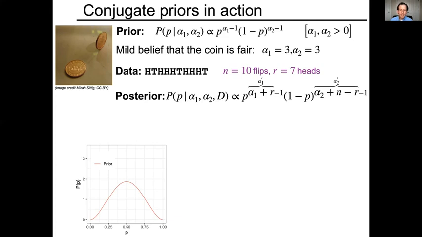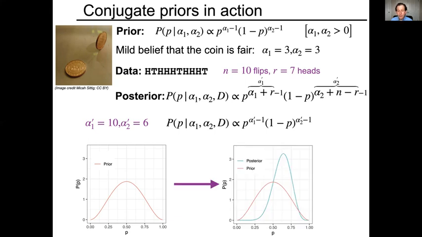And so now I can just say the posterior is actually a beta with parameters alpha 1 prime and alpha 2 prime. And alpha 1 prime is alpha 1 plus r, so that's going to be 10. And alpha 2 prime is alpha 2 plus n minus r, and that's going to be 6. So now I have a new beta with parameters 10, 6. And that looks like this, the blue in the lower right.